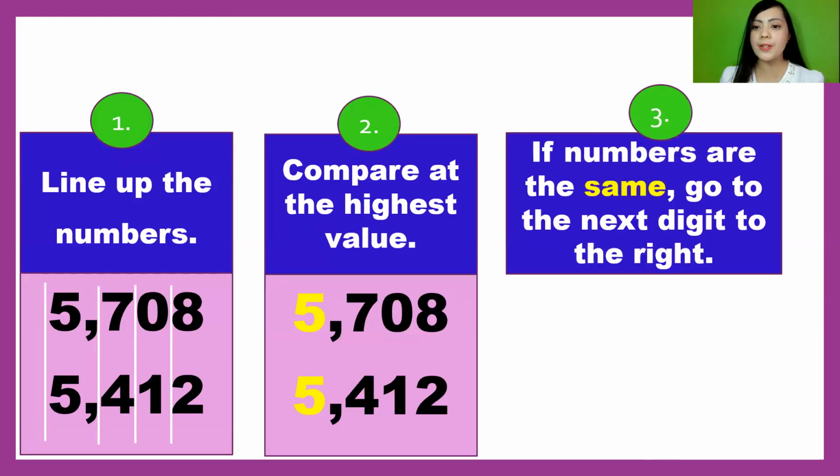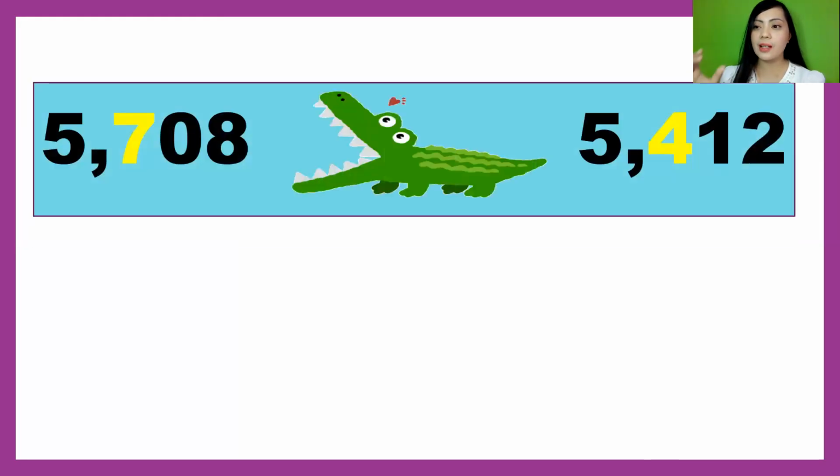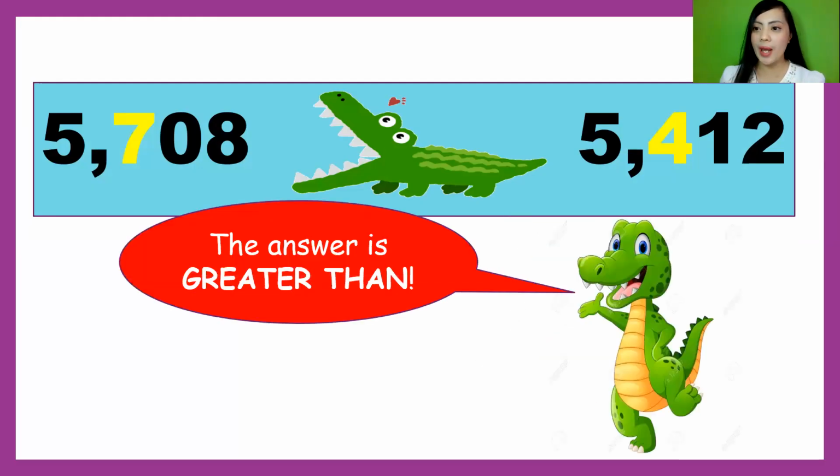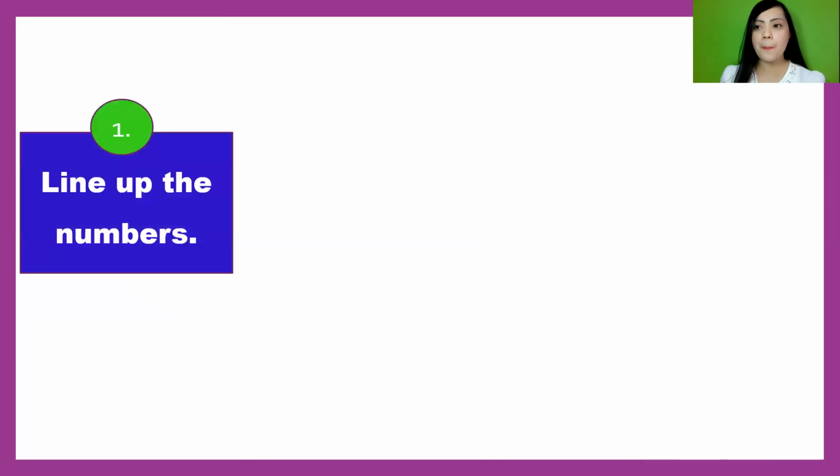If the numbers are the same, go to the next digit to the right. The next digit to 5 is 7. The next digit to 5 is 4. So 7 and 4, what do you think is bigger, 7 or 4? Definitely, the hungry alligator will eat 5,708. So the answer is greater than. 5,708 is greater than 5,412.